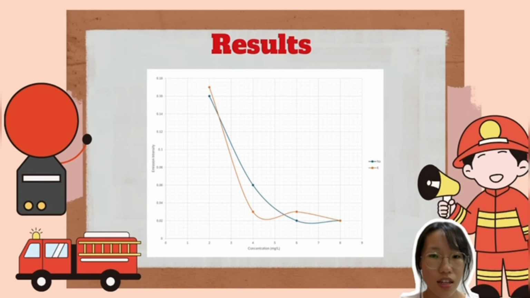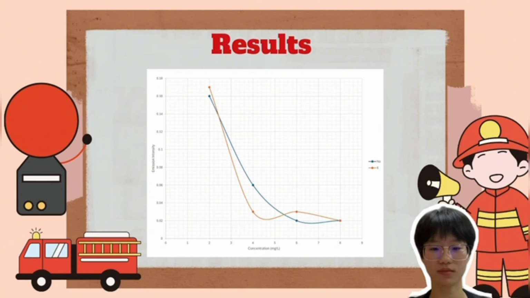The graph illustrates the relationship between concentration and emission intensity for sodium and potassium measured using a flame photometer. As the concentration increases, the emission intensity for both elements decreases, showing a non-linear and inverse relationship rather than a direct proportionality. At lower concentration, around 2 mg per liter, both sodium and potassium exhibit a high emission intensity, with potassium showing a slightly higher intensity than sodium.